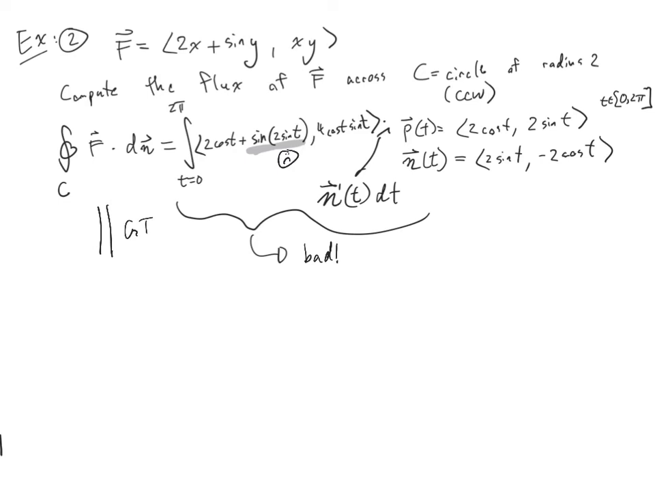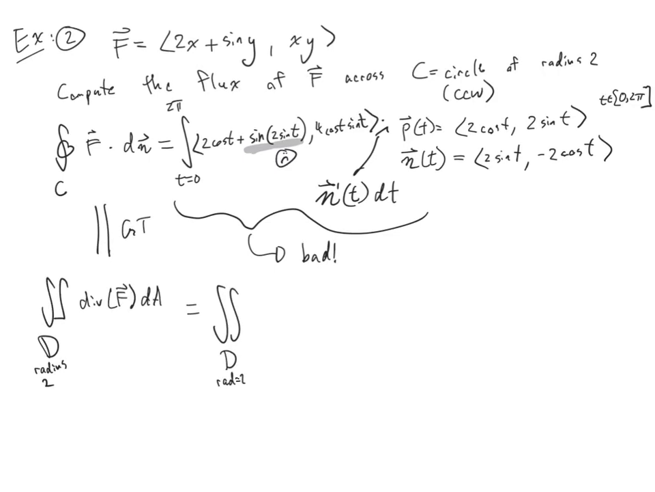Instead, let's try to use Green's theorem because it's amazing, right? And so by Green's theorem, this should be equal to the double integral over the disk of radius 2 centered at the origin of the divergence of f dA. And the divergence of f is much simpler. In particular, that sine of y disappears. So it becomes the double integral over the disk, radius 2, of 2 plus x, 2 plus y? No: of 2 plus 2, I mean the divergence 2 plus x, dA.